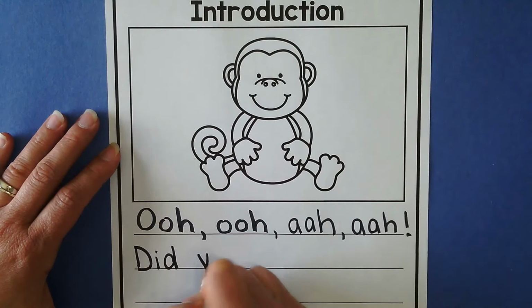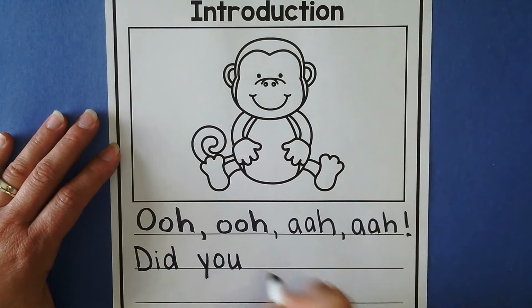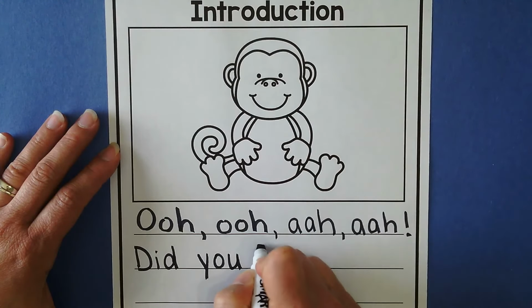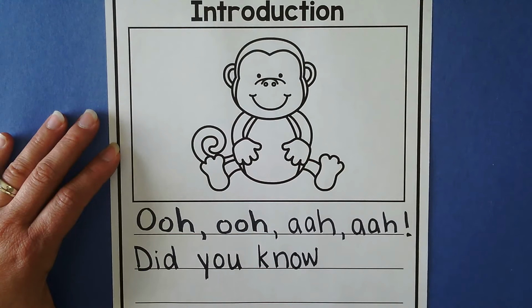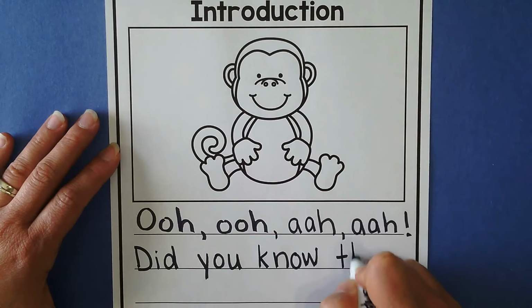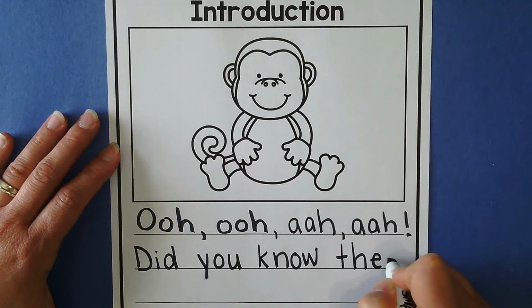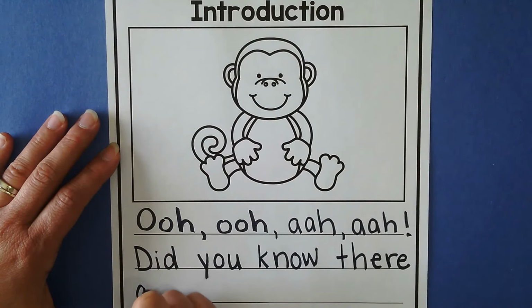I remember the word you is on the word wall, so I'm going to write that word in a snap. The word there is also on the word wall, so I will write that word in a snap. Can you help me spell it? T-H-E-R-E. Did you know there are, that word is on the word wall too. A-R-E.